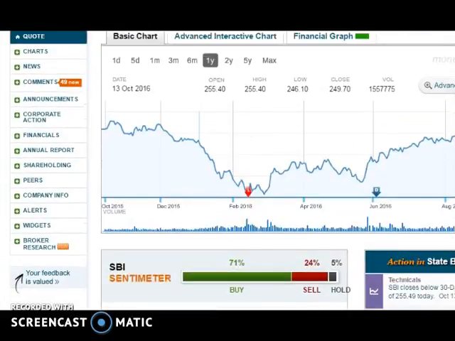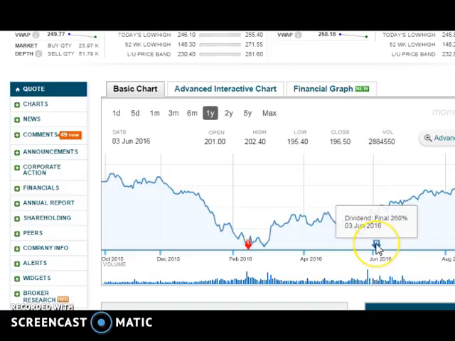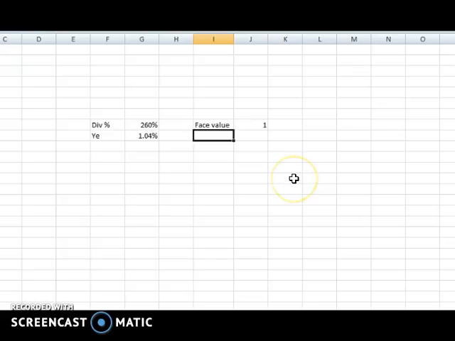Also, if you go and see here, the dividend was issued somewhere around Jan 3rd, 2016, and at that time the price was somewhere around 196. We'll put that price. I will tell you why I am taking that price. The price was 196.